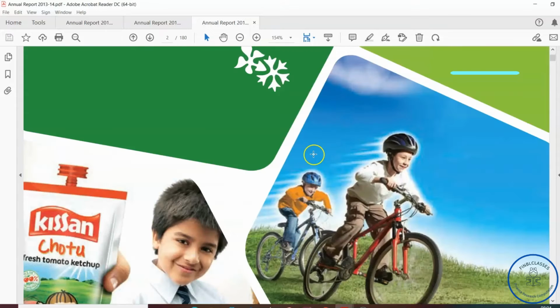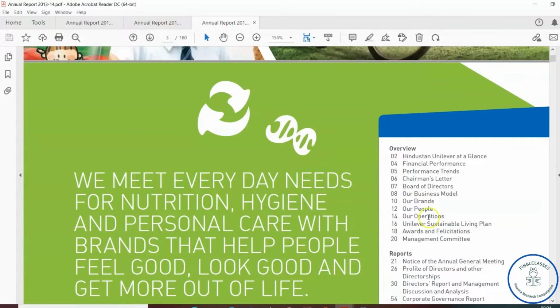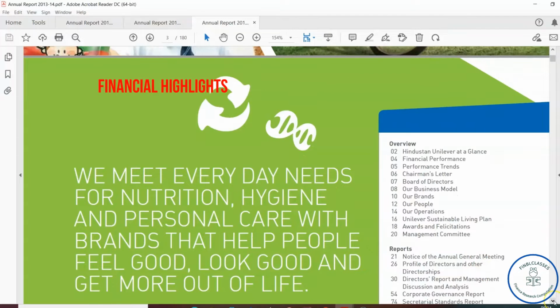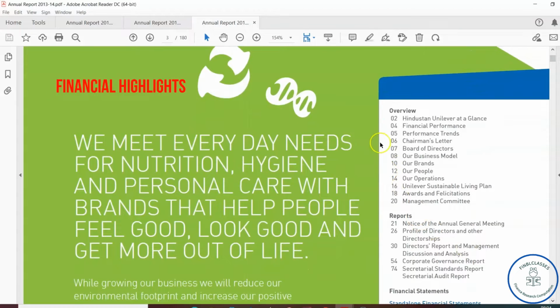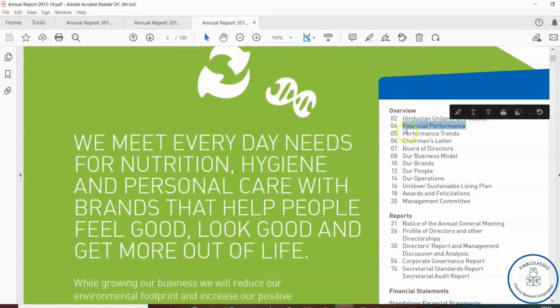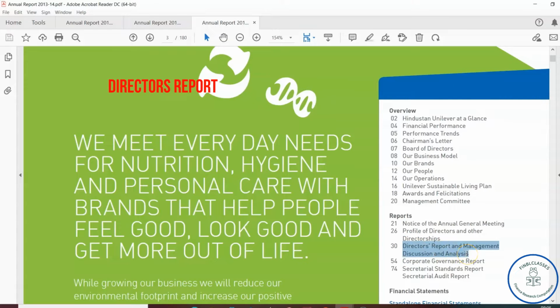Now, when you talk about the annual report, what do we have to go into? Here, on this page, you find that you have to see something on the financial performance. It gives the company's 10 years financial highlights. It will just give you the highlights. Then you go for the business model, how it is working. Then you go for the director's report and management discussion and analysis.